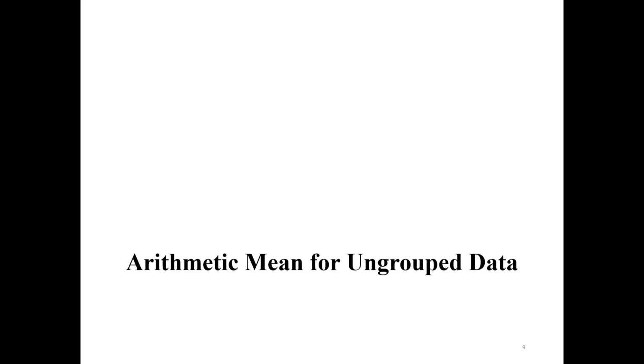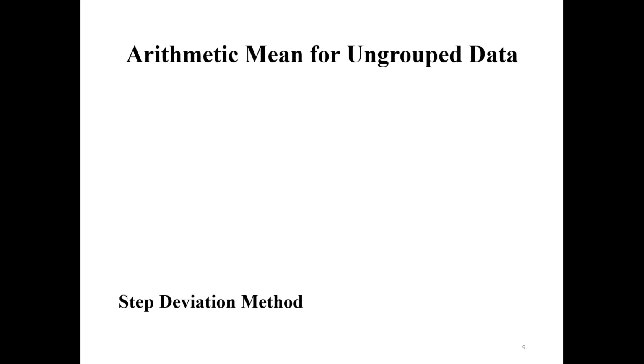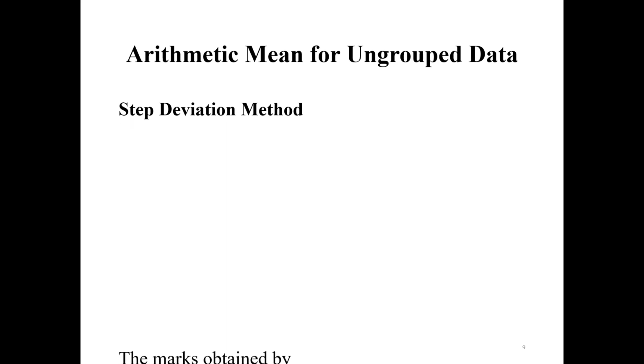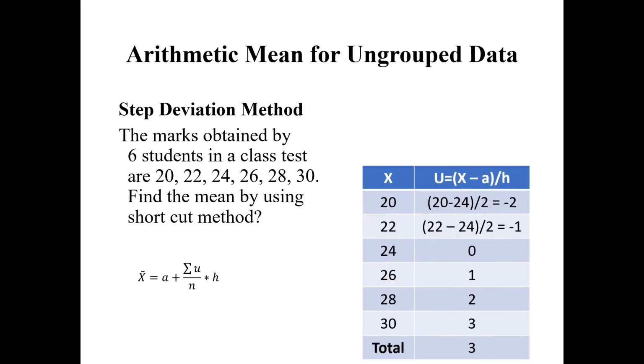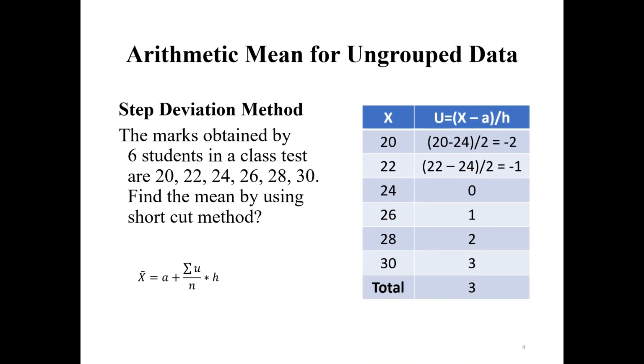Now we will use the third method, which is step deviation method, to find arithmetic mean. The same example again, and the formula of step deviation method is x bar is equal to A plus sum u divided by n multiplied by h. Here we need u, where u is equal to x minus a divided by h. As I already mentioned, a is any arbitrary value from your data set and h is class interval or class height, the difference between two consecutive classes. Here h is 2: 20, 22, 24, 26. So h is equal to 2.